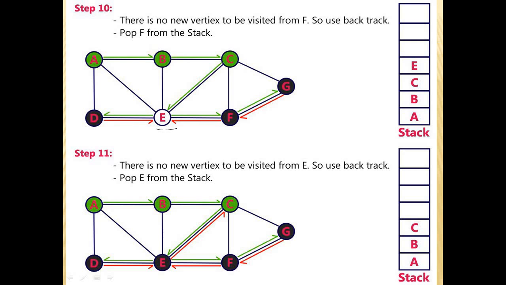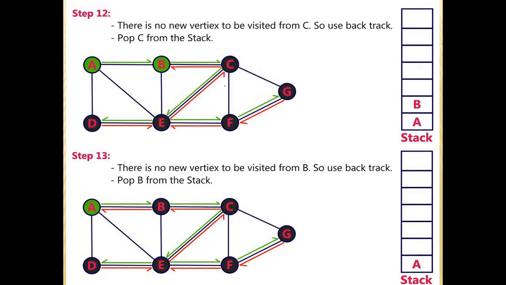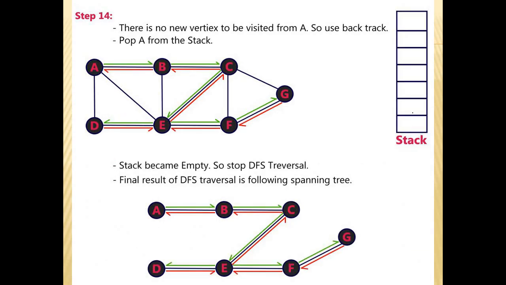Again, there is nothing unvisited, so we go back to C. Next, we don't have any, then we'll go back to B. Next, we don't have any, back to A. So all the elements are popped, and all vertices are visited. Then there are no elements in the stack. So once you apply backtracking, we need to pop the elements.